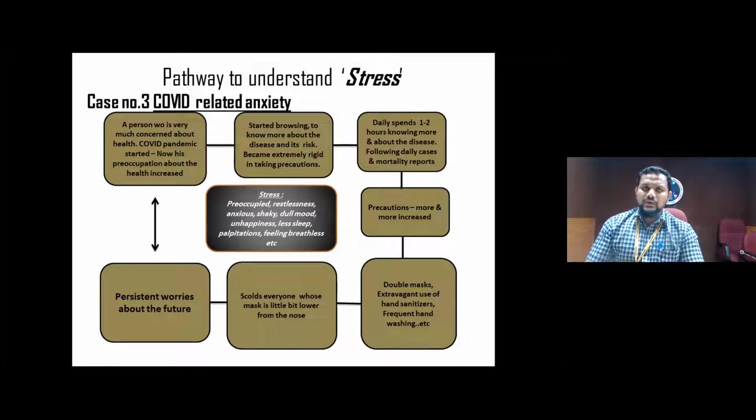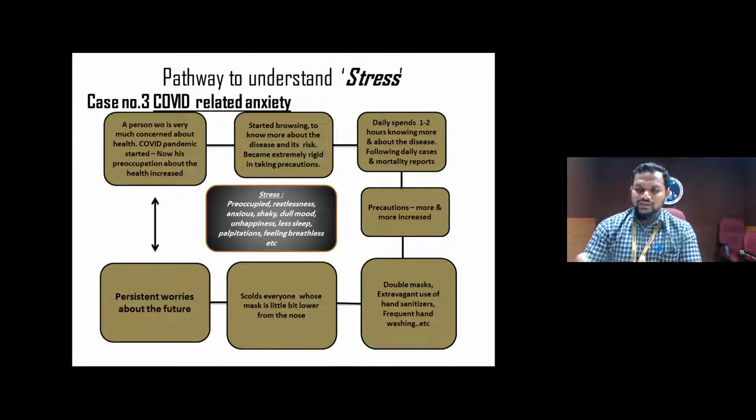Now the third scenario. A person, sorry for the mistake, who is very much concerned about health. The COVID pandemic started, and now his preoccupation about health has increased. Obviously, everyone experienced the same, I hope. He started browsing to know more about the disease and its risk, and became extremely rigid in taking precautions. For example, he daily spends 1 to 2 hours knowing more and more about the disease, following daily cases and mortality reports from the ministry website, and he is taking more and more precautions. The time and duration spent on precautions is increasing day by day.